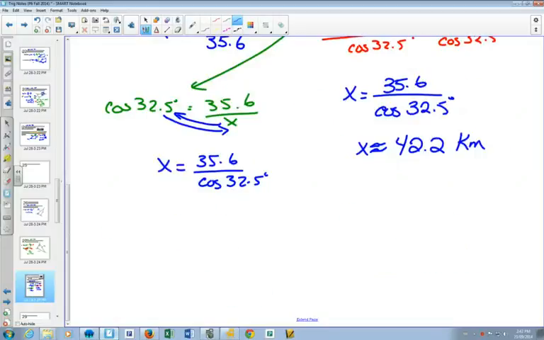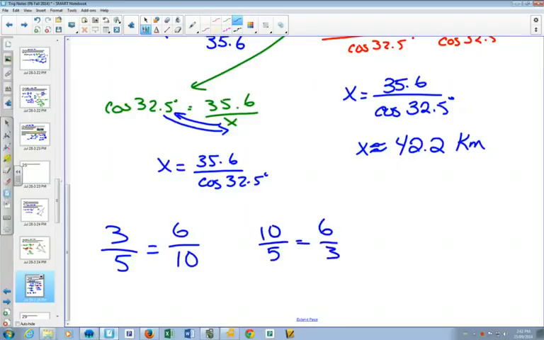You can. Now that you're in grade 10, I would assume that you know how to do it. And if you understand the math behind it, then I don't mind if you just switch them. That happens with any fraction. If I take 3/5, can you tell me a fraction that's equal to that? 6/10. If I switch these two, is it still equal? Is 10 over 5 equal to 6 over 3? Yeah.